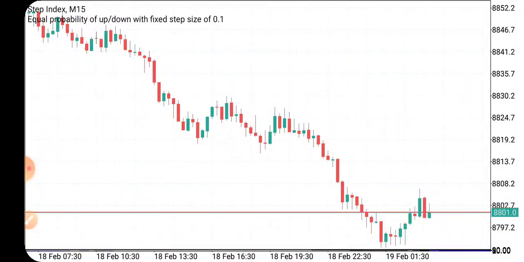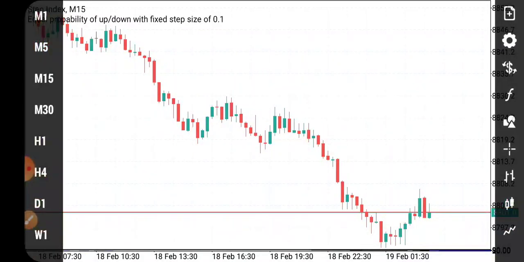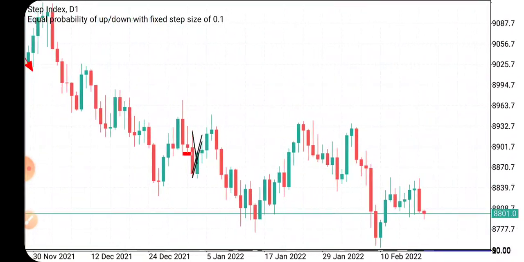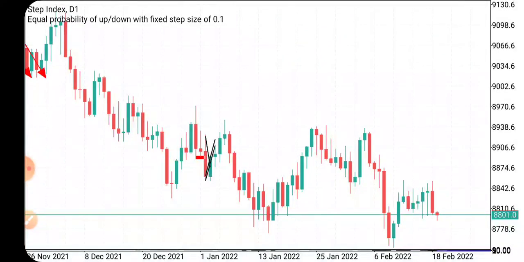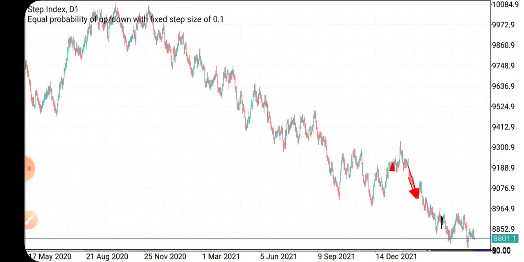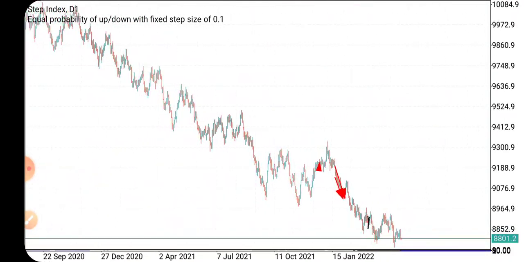Okay, so now what I need to do is go to my higher time frame, that is the daily time frame. Once I'm on my daily time frame, I need to zoom out completely to see clearly what the price has been doing for days. If I zoom out completely and scroll back, you can see that this is a clear downtrend. The price has been trending down for over 4, 5 or 6 months.